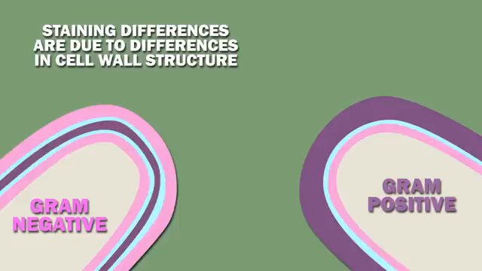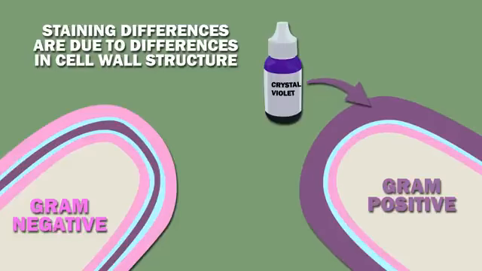The reason for these staining differences is due to differences in cell wall structure, which is the chief difference between gram-positive and gram-negative bacteria. The gram stain detects peptidoglycan, and since gram-positive bacteria have a thick multilayered peptidoglycan layer, they retain the crystal violet dye. Gram-negative bacteria do not retain the dye for two reasons. They have an outer membrane getting in the way of the crystal violet, and they lack peptidoglycan to retain the stain.